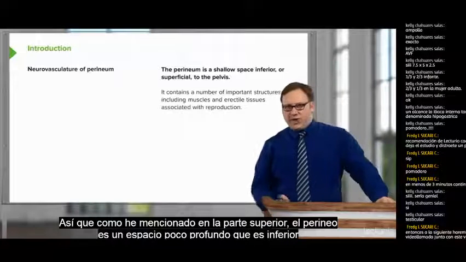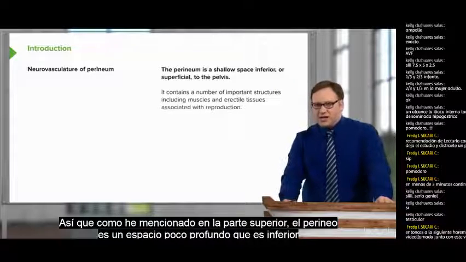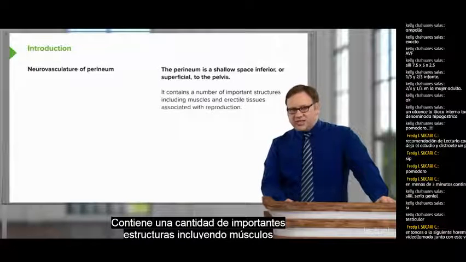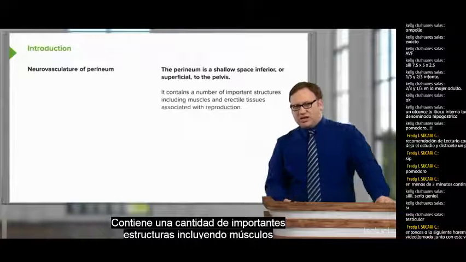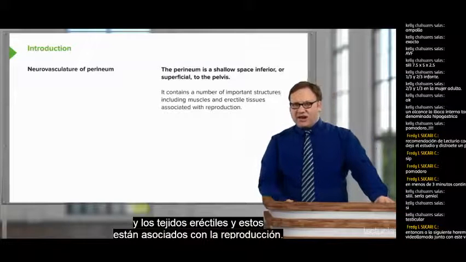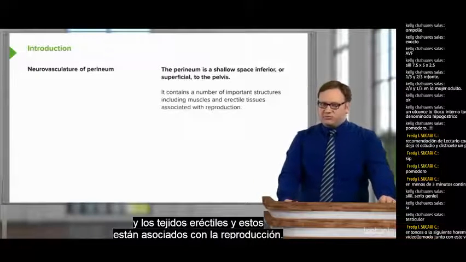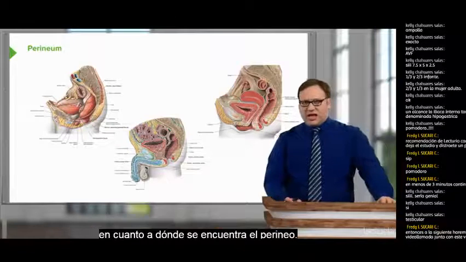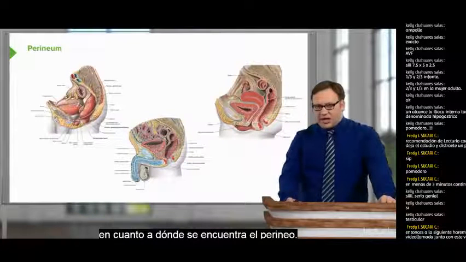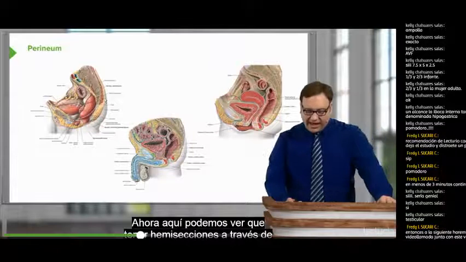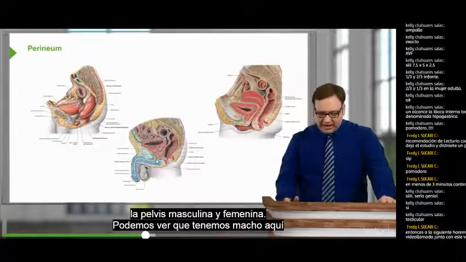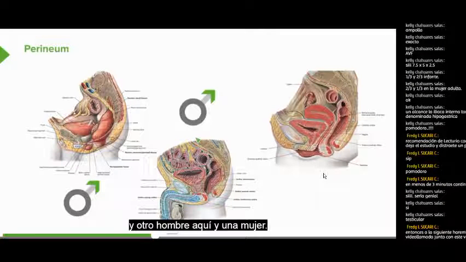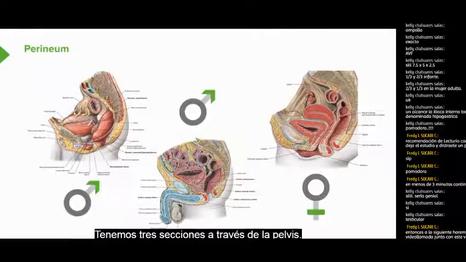So as I mentioned at the top, the perineum is a shallow space which is inferior or it can be considered superficial to the pelvis. It contains a number of important structures, including muscles and erectile tissues, and these are associated with reproduction. So, let's first of all just try and orientate ourselves as to where the perineum is located. Now here we can see we have hemisections through the male and the female pelvis. We can see we have male here, another male here, and a female. We have 3 sections through the pelvis.